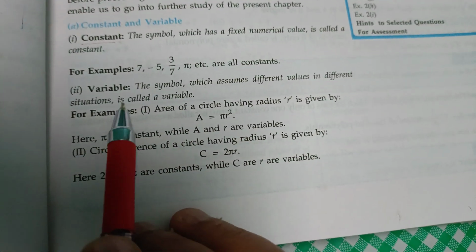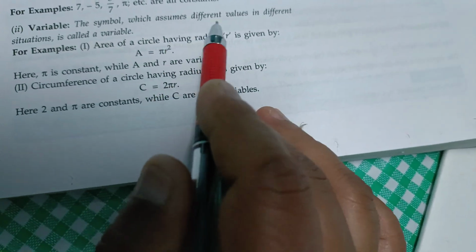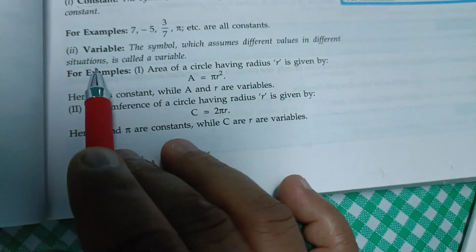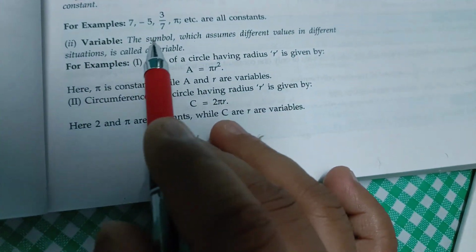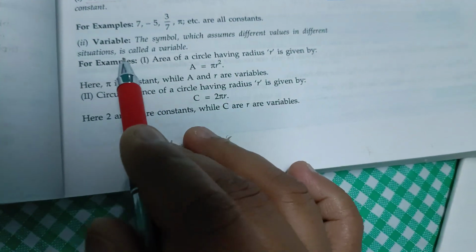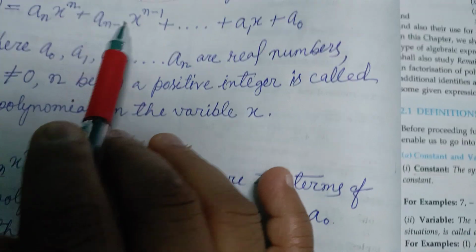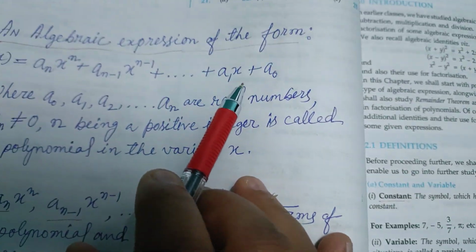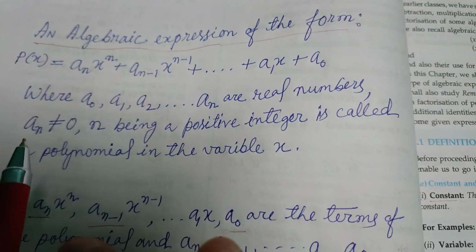And variable, what is that? A symbol which assumes different values in different situations. When in different situations the symbol assumes different values, then that is called a variable. That's why we have considered x as a variable here. So in different situations, if it assumes different values, then we call it a variable.